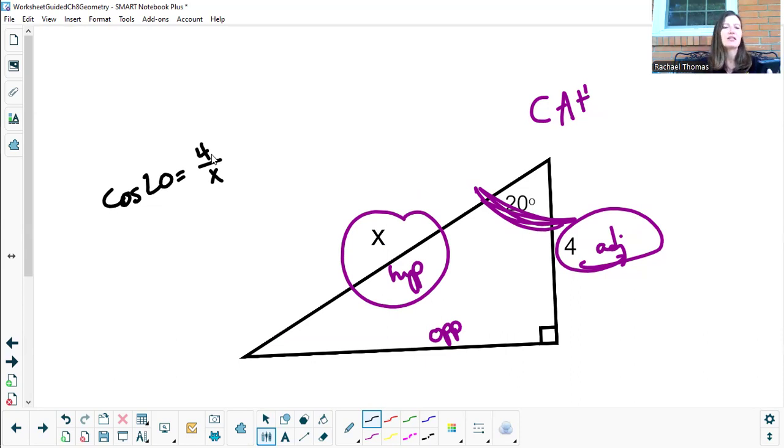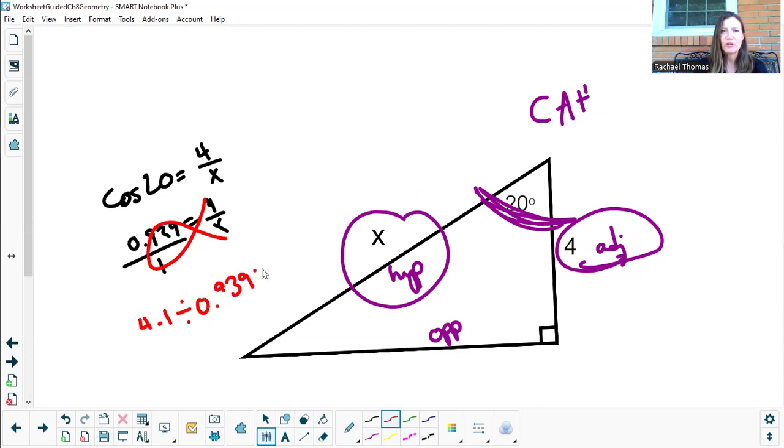Cosine of 20, according to my calculator, is 0.939. That equals 4 over x. And again, I'll put this over 1 to make it a little bit more normal, if you will, to solve. And I get 4 times 1 divided by 0.939 is what equals x. And in this case, that is 4.26. X is 4.26. Note that it is not always just the number in the triangle times the sine or cosine of the angle. Sometimes you really do have to solve for that x.